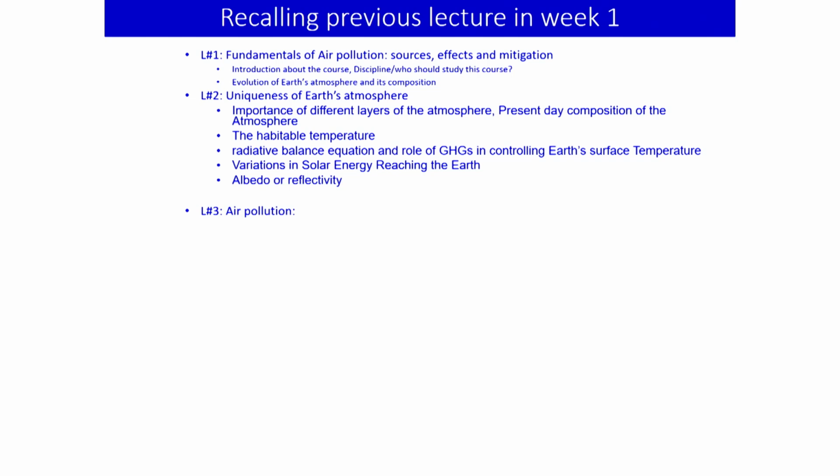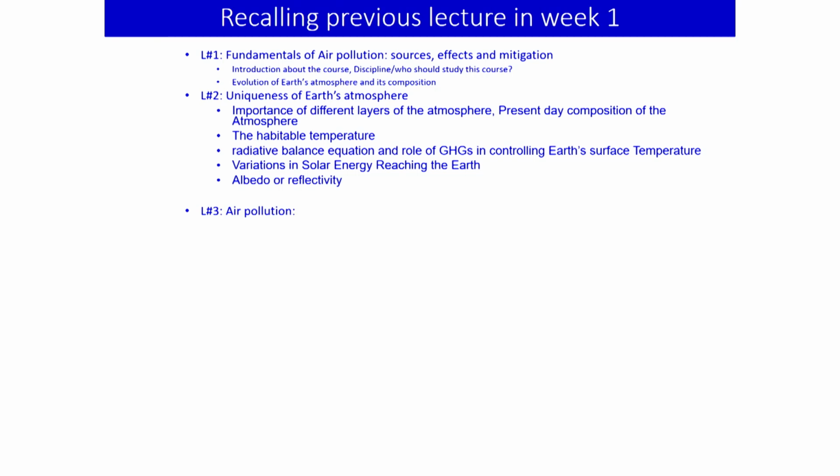Then we moved forward to how our Earth's atmosphere has evolved over a period of time and how it has reached the present day composition. This was lecture 1. In lecture 2 we covered the uniqueness of the Earth's atmosphere. This is very important, because Earth's atmosphere is very different or unique compared to the other planets. For example, we talked about the importance of different layers in the atmosphere and how it reached the present day composition.